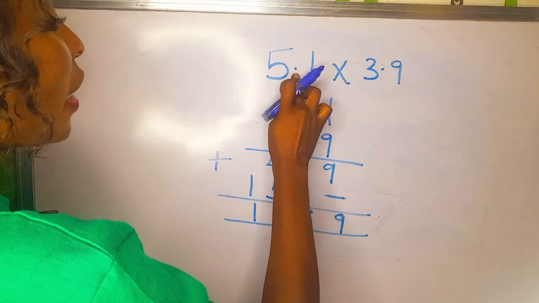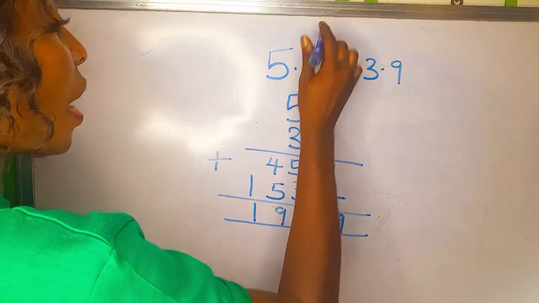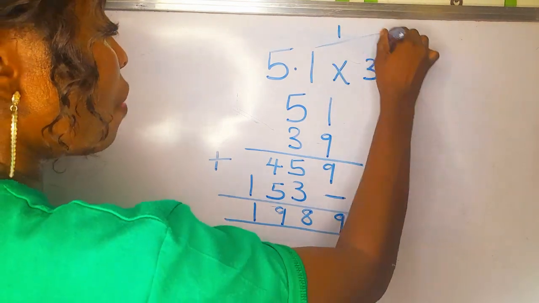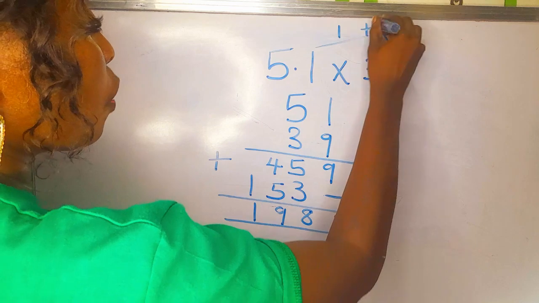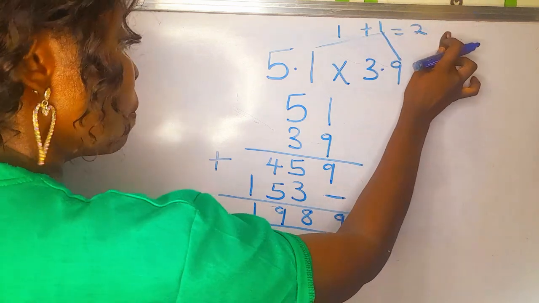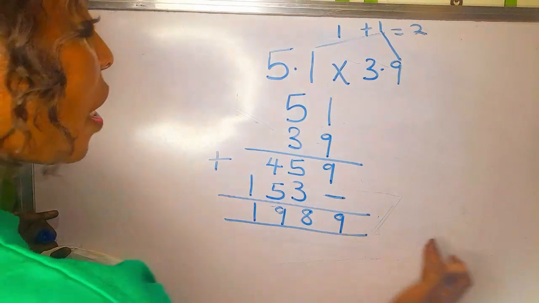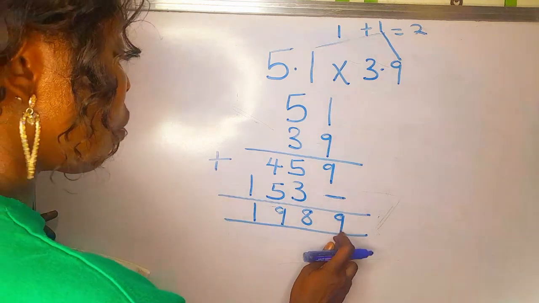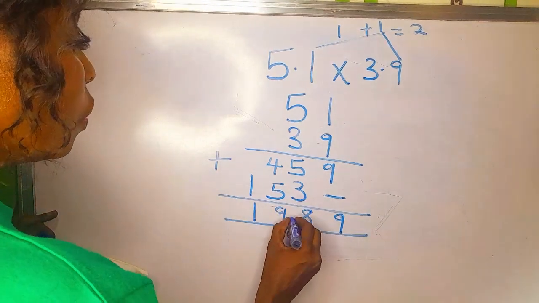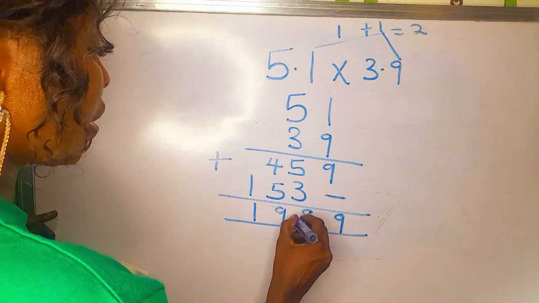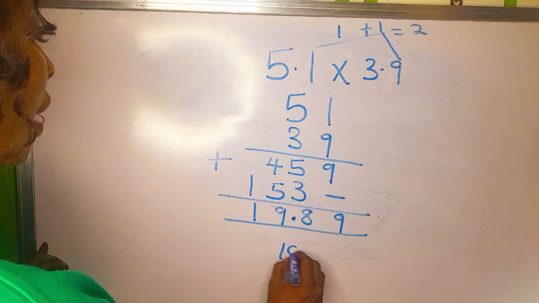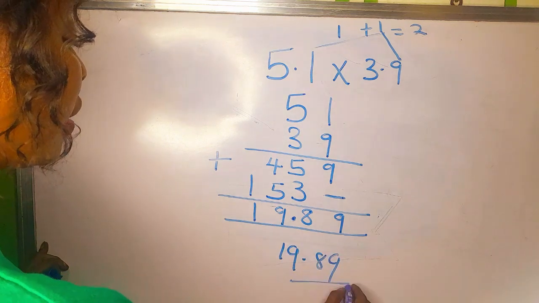So the last step is for us to bring back our decimal point. To the right of our decimal, we have one number. After our decimal here, we also have one number. So 1 plus 1 gives us 2. So we are going to count from the right 2 numbers, 1 and 2, and we place our decimal point right here. So our answer is 19.89.